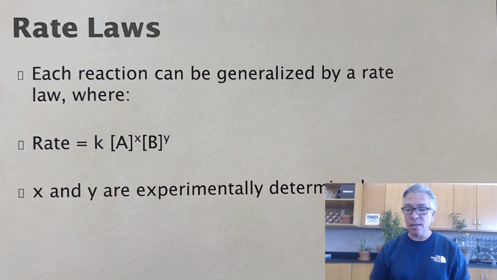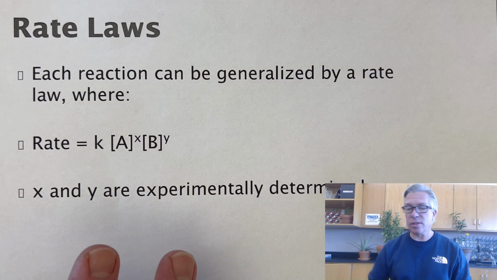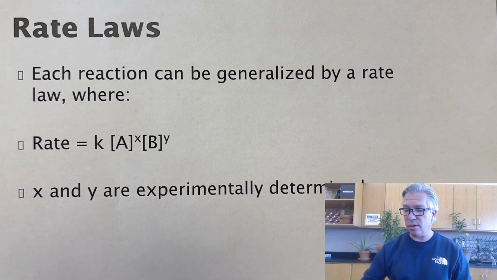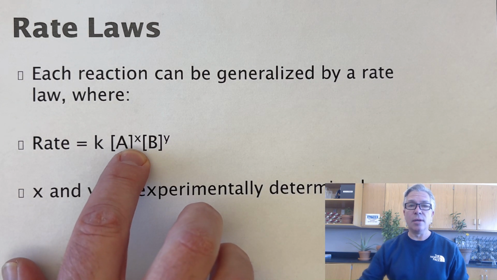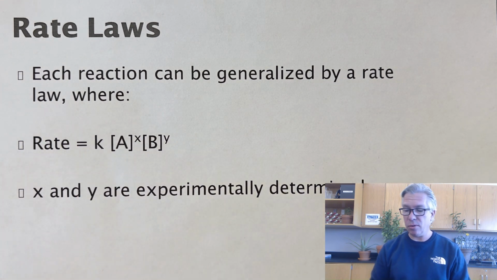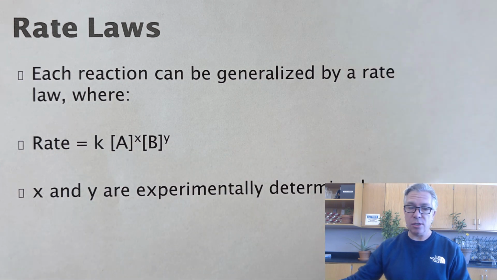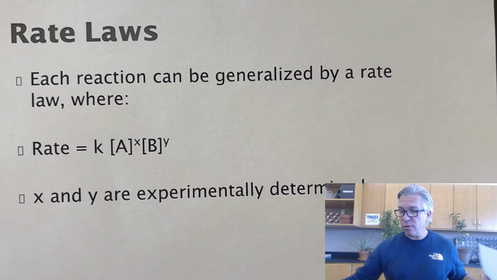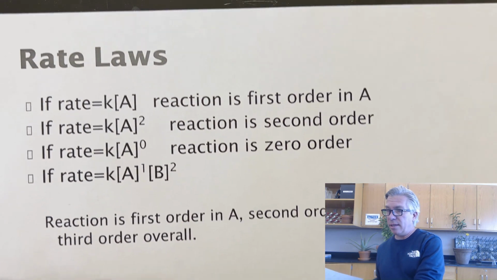Sometimes, if in a balanced chemical equation there's a 2 in front of something, a coefficient of 2, it's tempting to say that the exponent is a 2, but it's not. There's often no correlation at all. So X and Y are experimentally determined. Let's look at a couple of very general examples to see how that would affect anything.